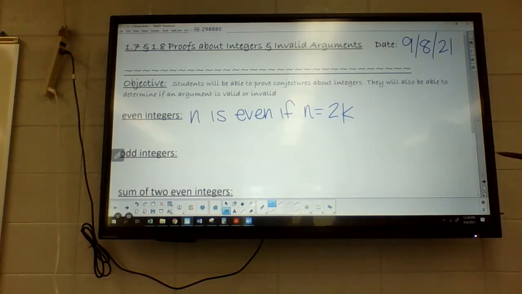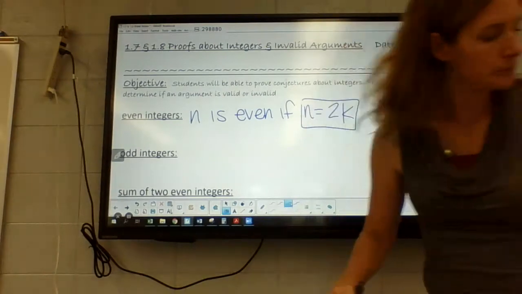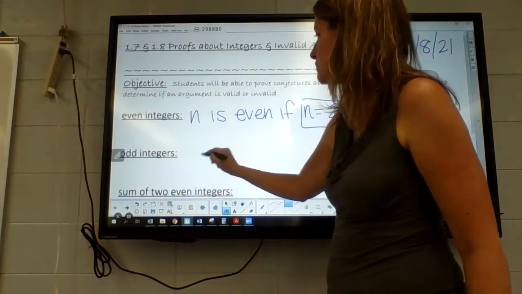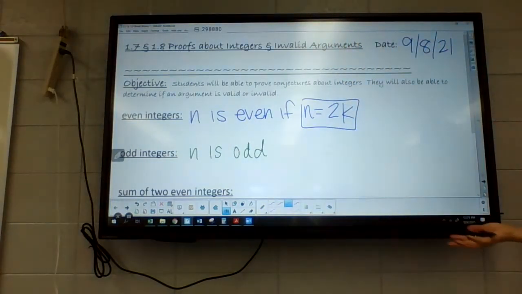So we want it to be in that form. Now odd's a little bit trickier because I can't just multiply something by 3 and make it odd, or multiply it by 1 and make it odd. That won't work. So this one uses the same idea, but in order to make something odd, it takes an extra step. Anyone know? 2k minus 1. Yeah, they use plus. Look at you. They use plus, but minus 1 would also work.